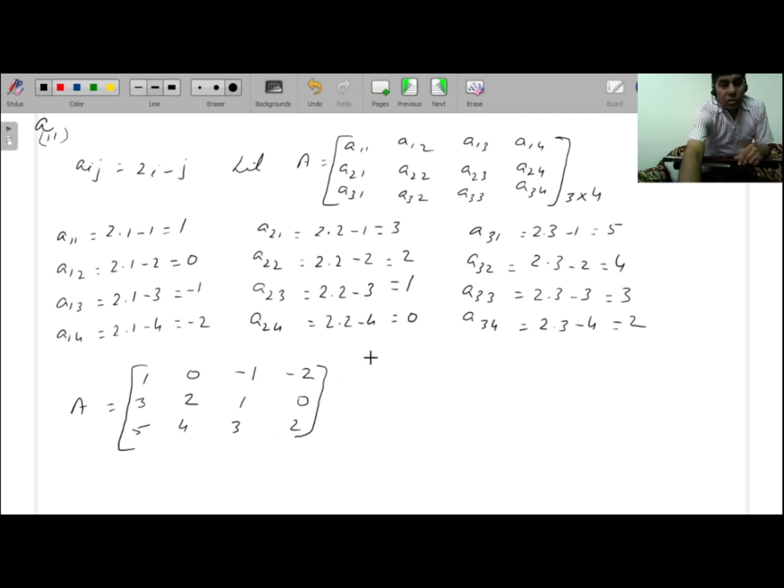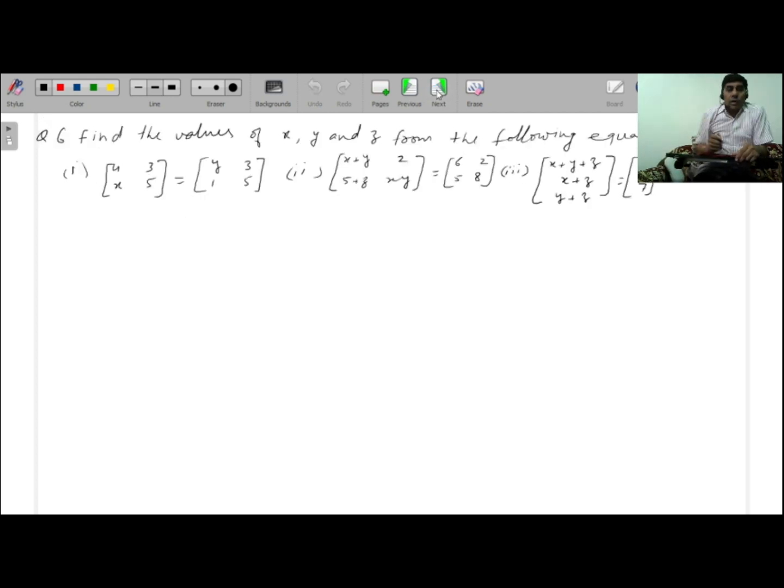Now the next question: find the values of x, y, z from the following equations. Question number 6. The given matrix [4, 3; x, 5] is equal to [y, 3; 1, 5].